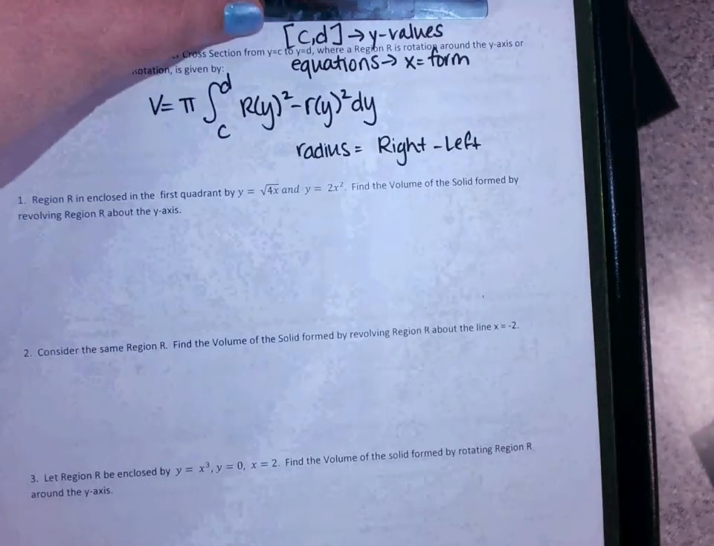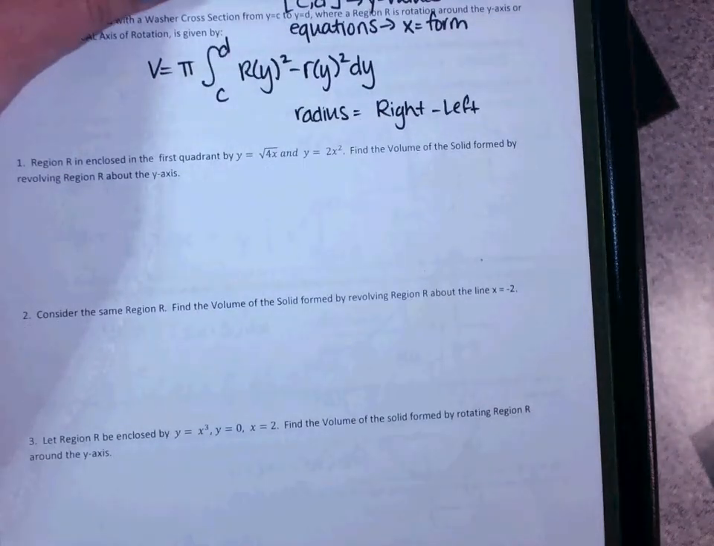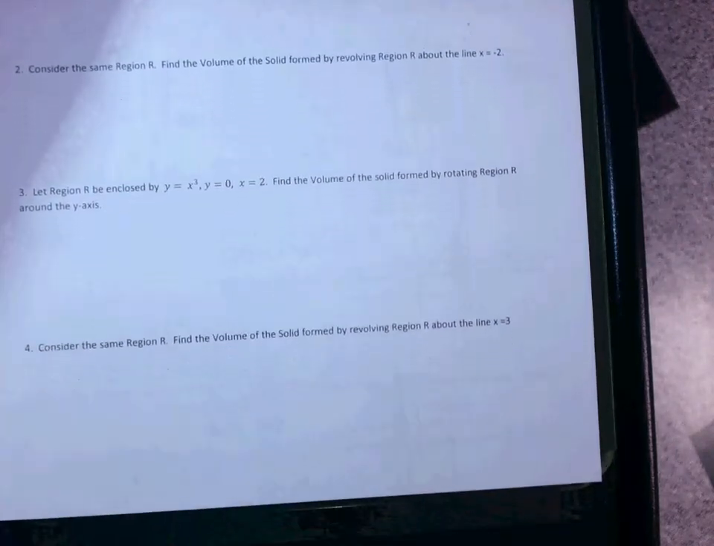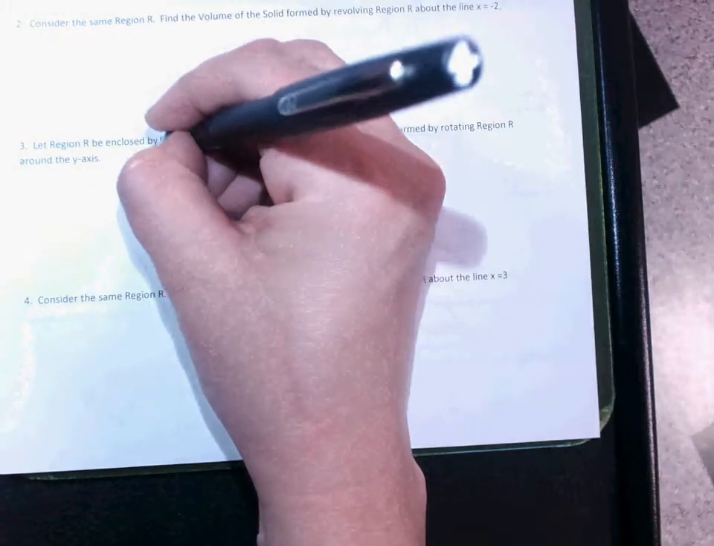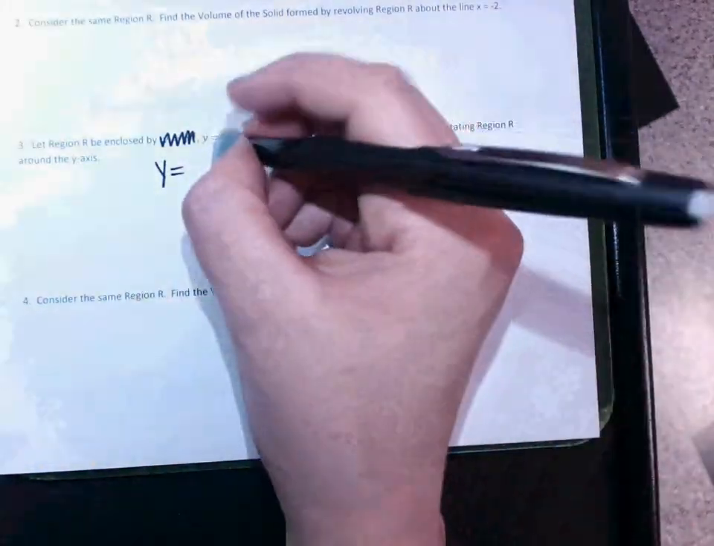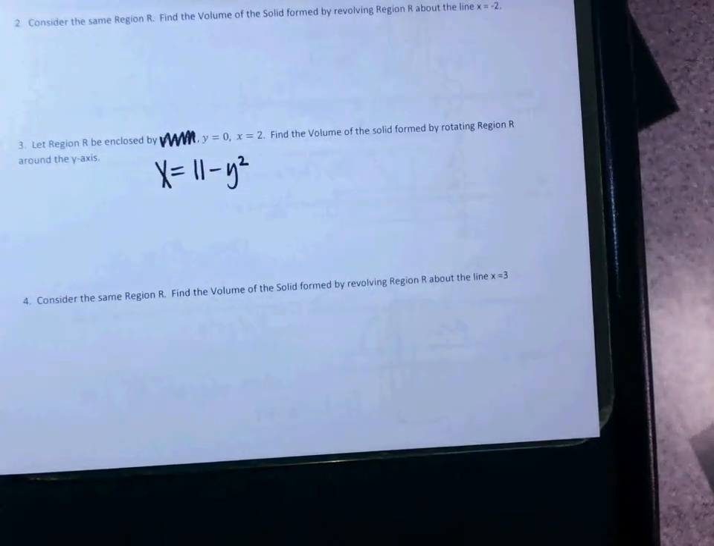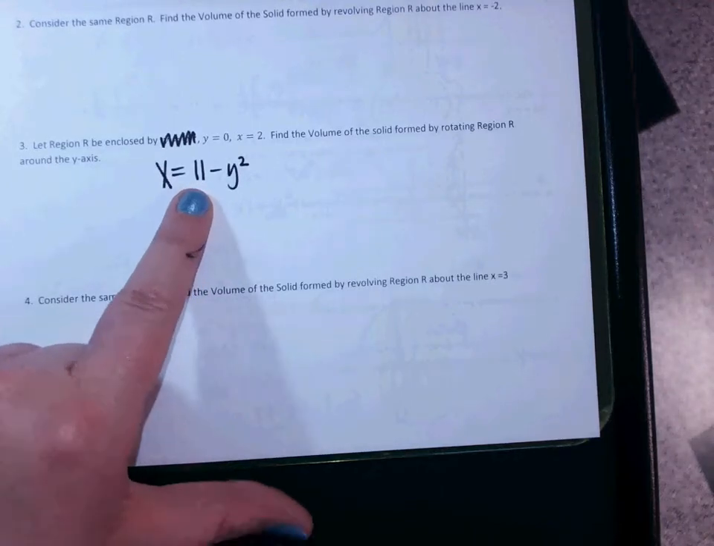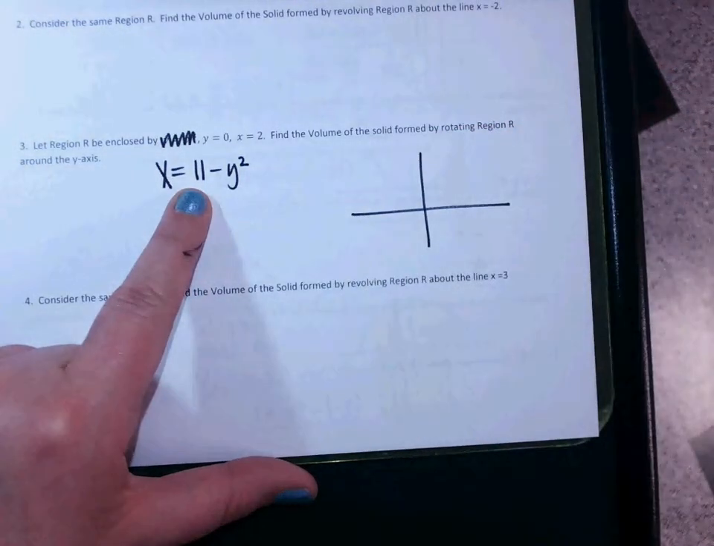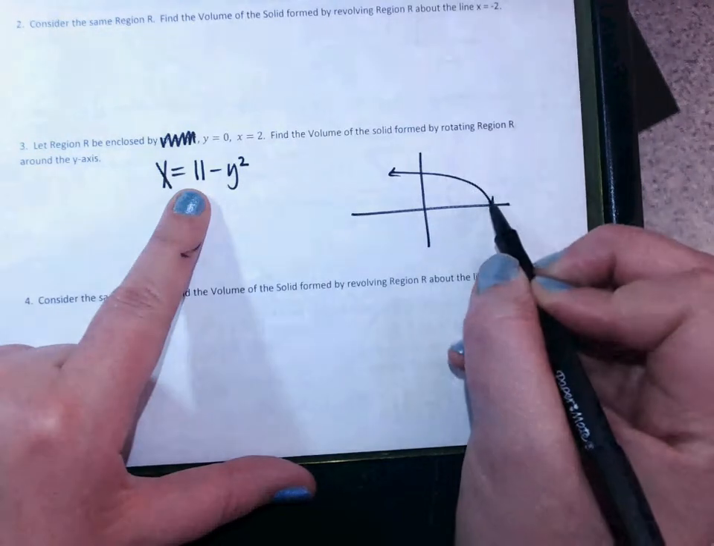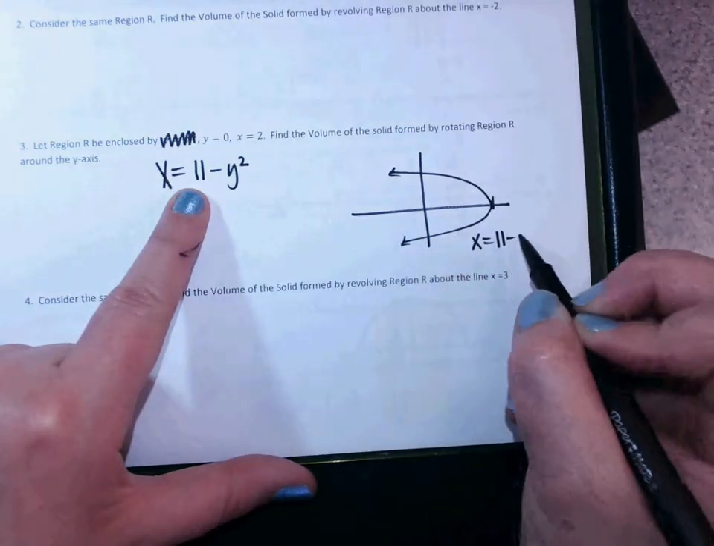So I'm going to give you, we're going to do number 3, but with an easier equation. So go down to number 3. Got it? Okay, and we're going to make this x equals 11 minus y squared. Wait, hold on. X equals 11 minus y squared. Okay, trying to pick easy numbers here just so that you can get the concept. So 11 minus y squared, what would that look like? Opens to the left. Where does it start? What number? 11. So 11's here. Opens to the left. That's x equals 11 minus y squared.